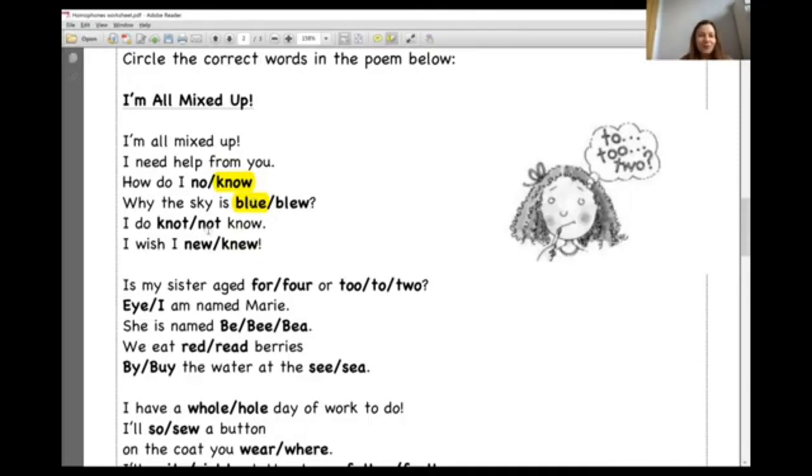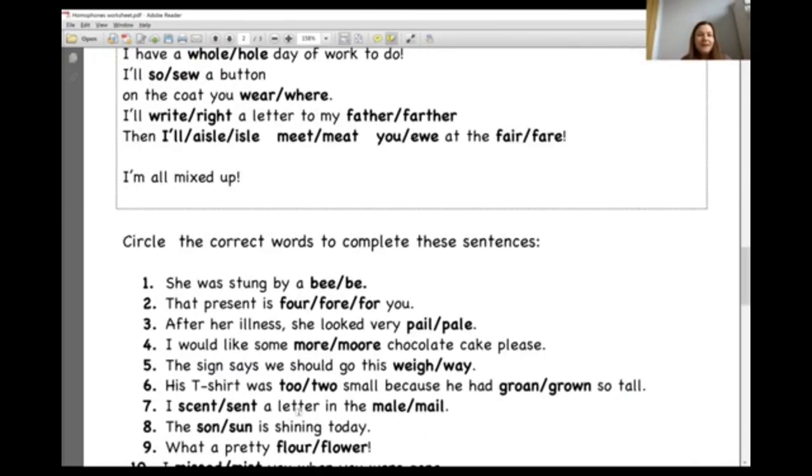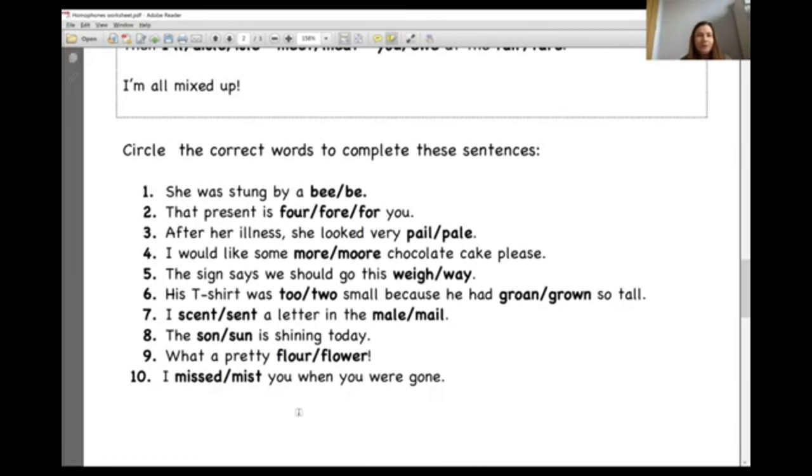It is this word. I wish I knew. So new is when something is very new, and knew, I knew yesterday, is the past tense of know. This is the correct homophone. And then you can carry on here. And then here are some more homophones for you. So she was stung by a bee. So you decide which one of these are the correct spelling of the words.